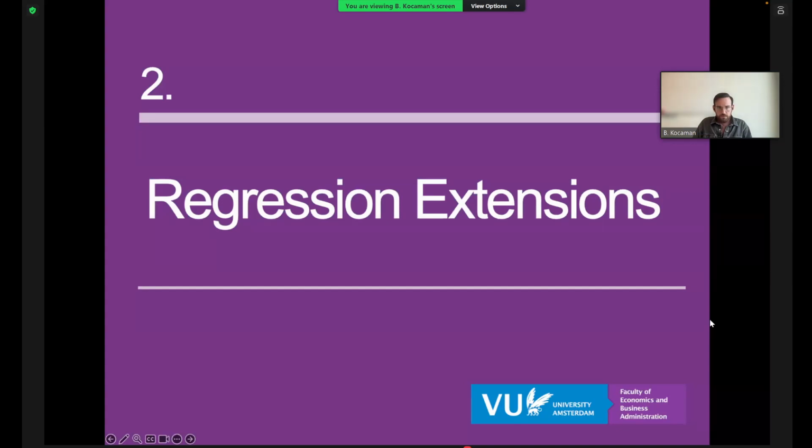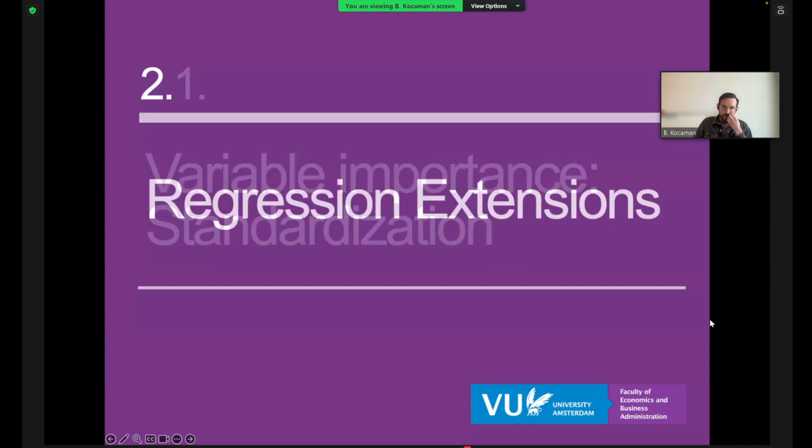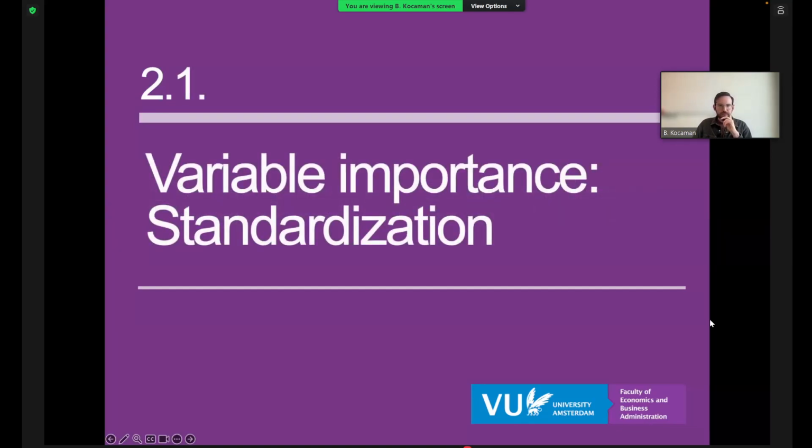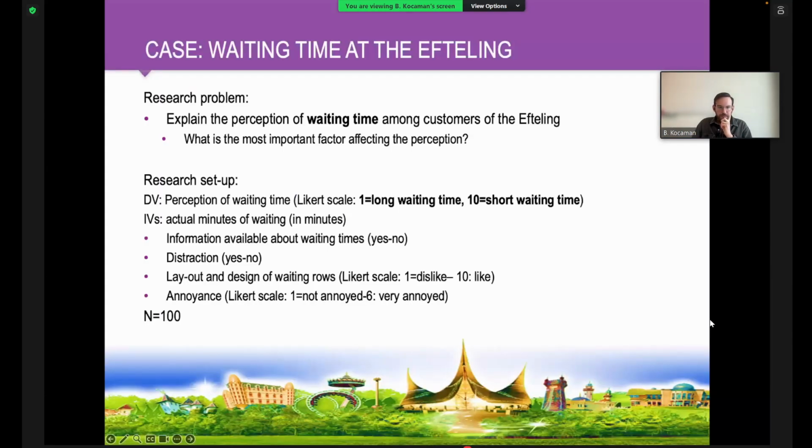So I will move on to extensions. I want to cover standardization first, and then we can take a break. So we will now see what's called a standardized regression. The example will explain it clearly.